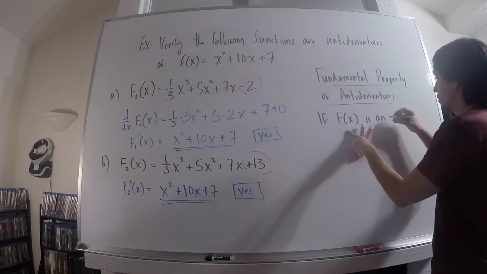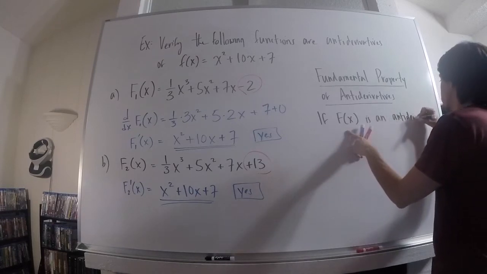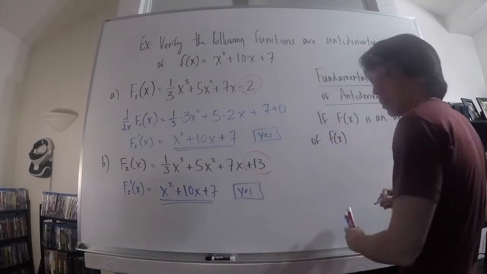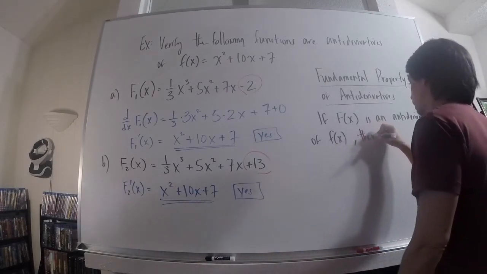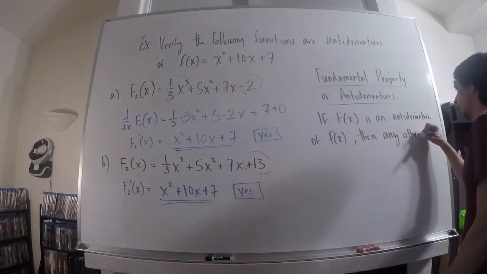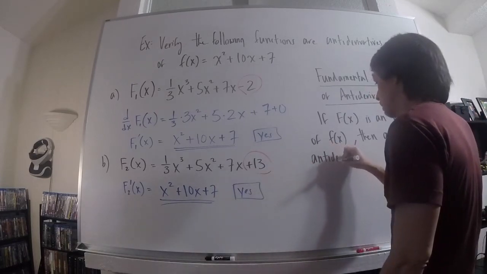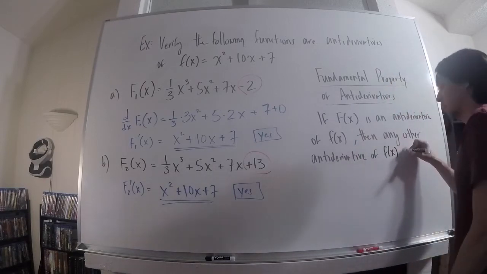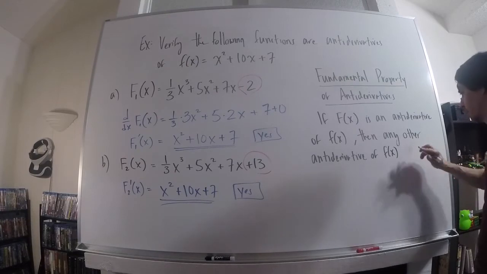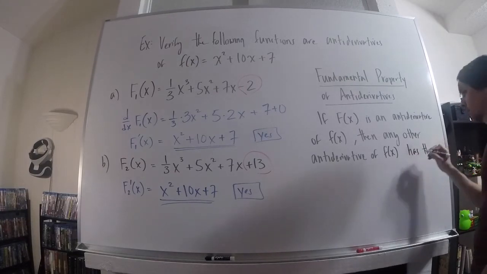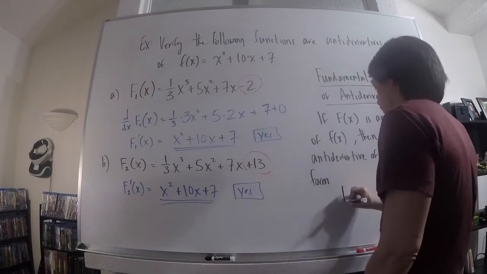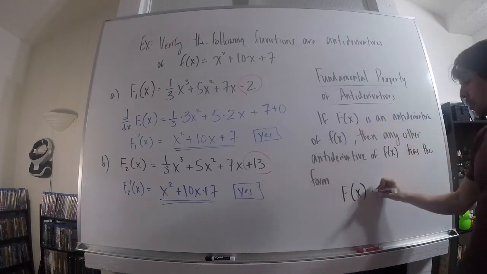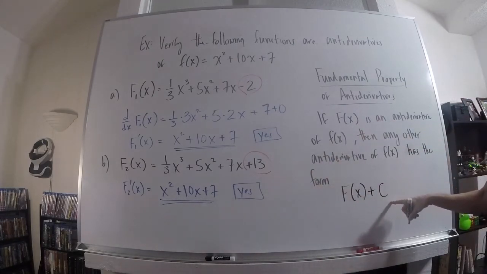If capital F of x is an antiderivative of lowercase f of x, then any other antiderivative of lowercase f of x has the form capital F of x, that one antiderivative, plus some constant c.